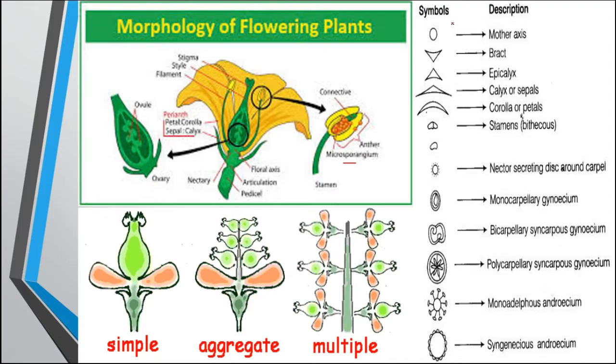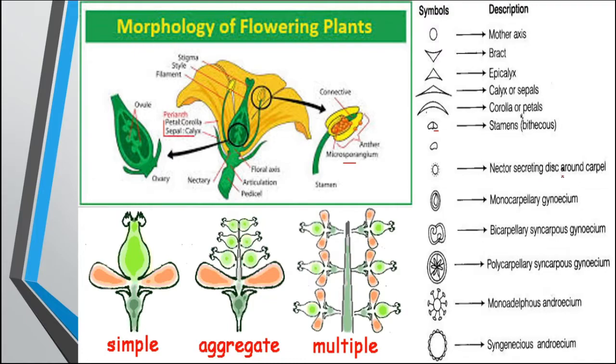Now these are some symbols. When we are describing the flower, writing the floral formula, we will use such symbols. Like for stamen, we are using such type of structure. For showing the corolla, this structure is made. For calyx or sepals, we are using such type of lining. Then epicalyx, present above the outer side of the calyx like this. Then if bract is present, such a structure, and for this the mother axis.